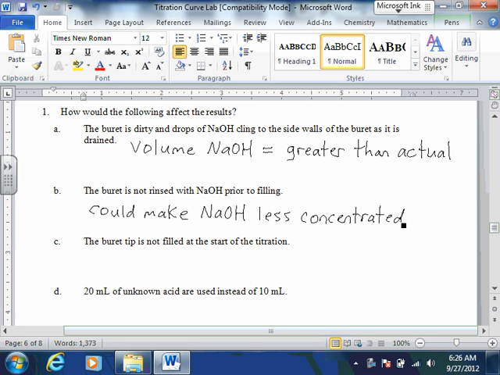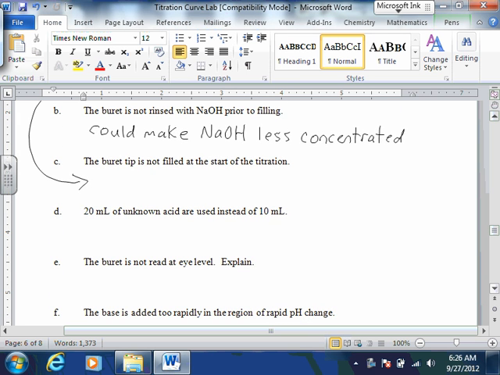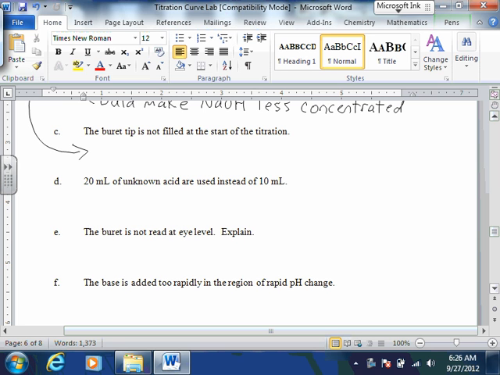Burette tip is not filled at the start of the titration. Okay, so if we don't have the tip filled, then once again, we're not really adding 50 milliliters when we think that we are. We're adding less than 50. Okay, so here, I should put this up here. Recorded volume of NaOH is going to be greater than the actual. That's going to be the same. We're going to have the same situation here on C. Okay, but we think we added 50 milliliters, really we're only adding 48, 49, something like that.